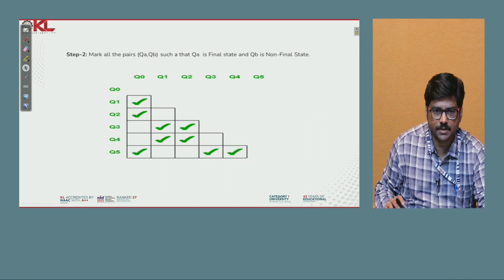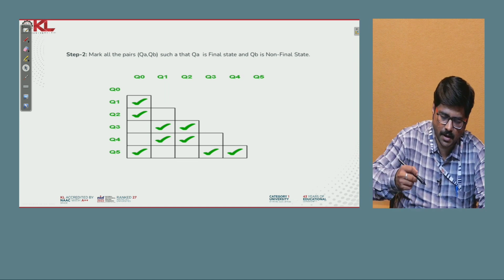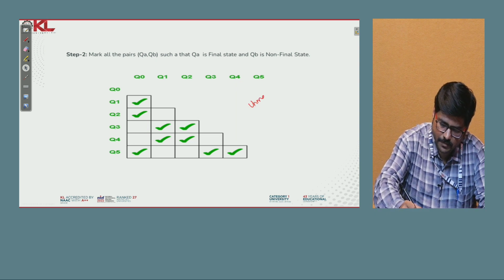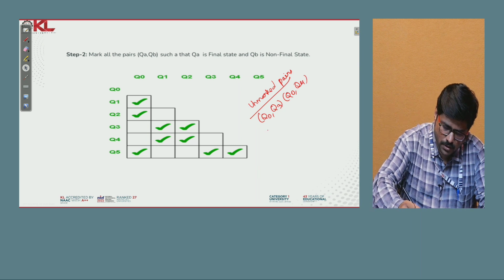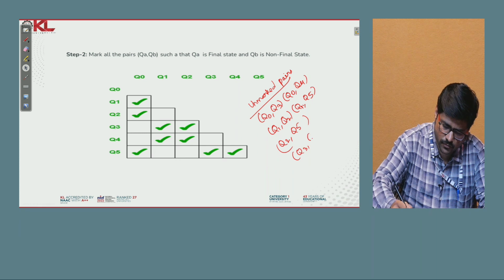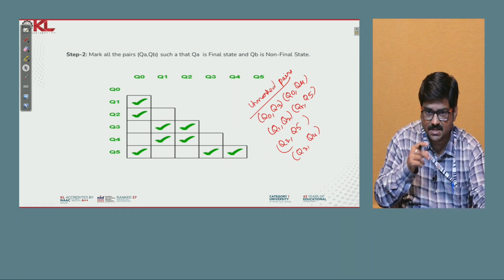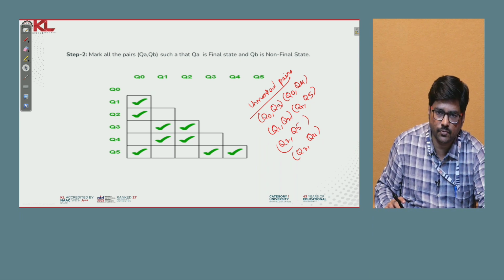So that is how we get this table. We have got some marked pairs. Now what we need to do in the next step: still there are some unmarked pairs. What are the unmarked pairs? The pairs which are unchecked in this grid box, those are unmarked pairs. The unmarked pairs are Q0 Q3, Q0 Q4 in the Q0 column. Next in the Q1 column we have got Q1 Q2 and Q1 Q5. Next in the Q2 column we have got Q2 Q5. Next in the Q3 column we have got Q3 Q4, right? So these are the 6 unmarked pairs we have. In the next step we have to try to make them also marked pairs, right?